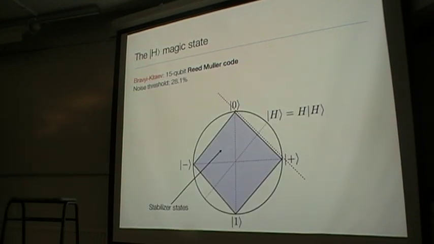And what we want is for distillation to occur, meaning that the state is pushed up towards the pure state boundary here. So this is, again, the same slice we had before of the Bloch sphere.